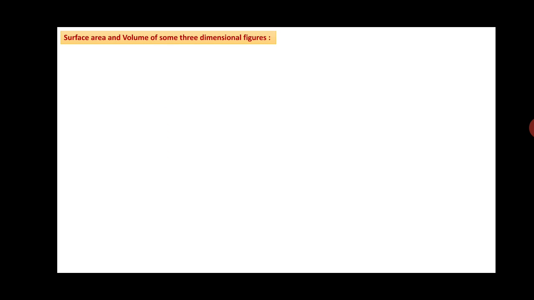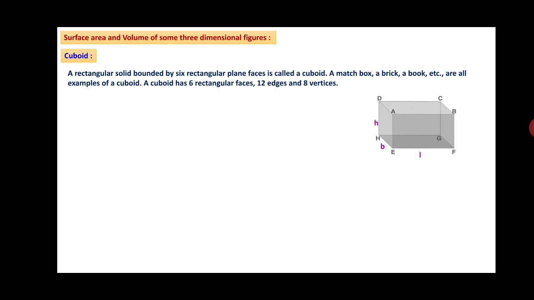Now let us see surface area and volume of some three-dimensional figures. In the adjoining figure, you can see a cuboid having its length, breadth and height as L, B, H respectively. A rectangular solid bounded by 6 rectangular plane faces is called a cuboid. A matchbox, a brick, a book, etc. are all examples of the cuboid.